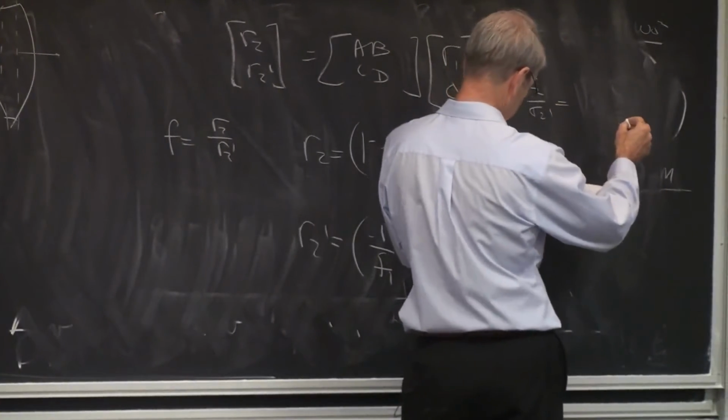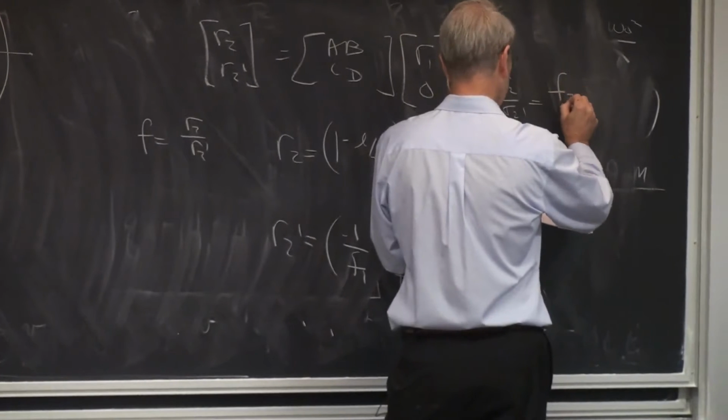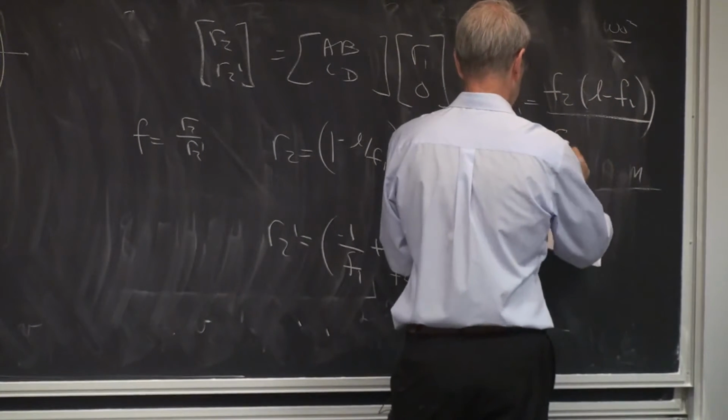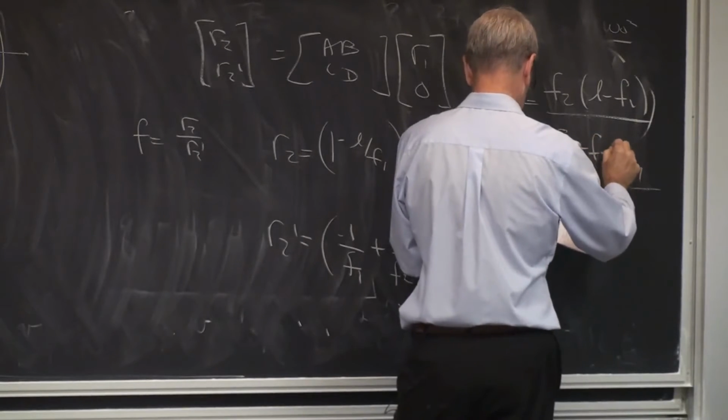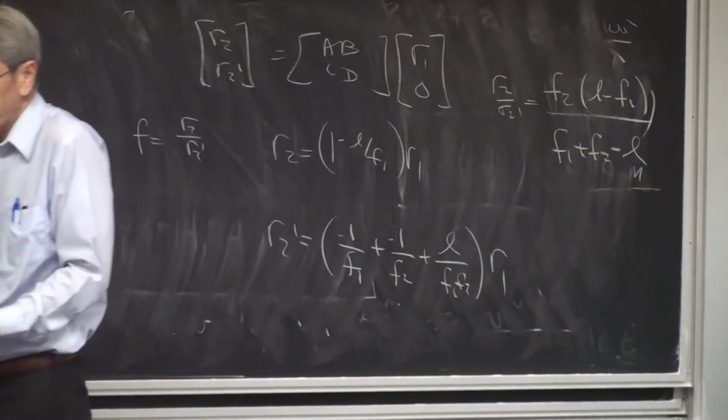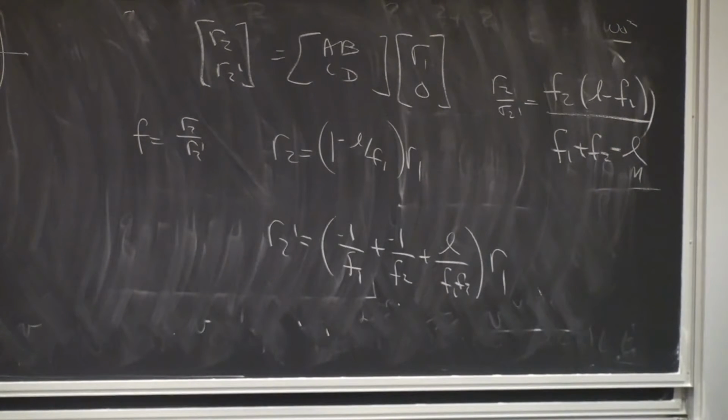I got for final answer F2 L minus F1 divided by F1 plus F2 minus L. Okay, so that's how you can figure out the focal length, real quick and easy.